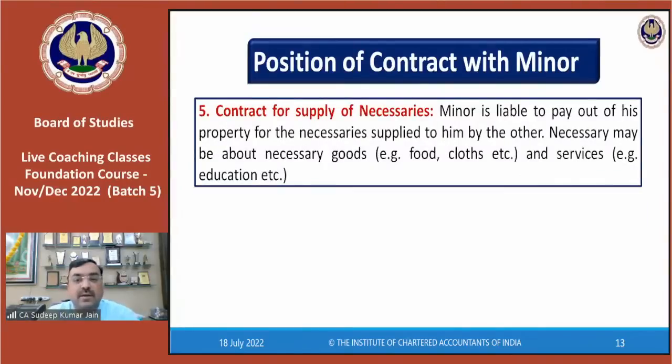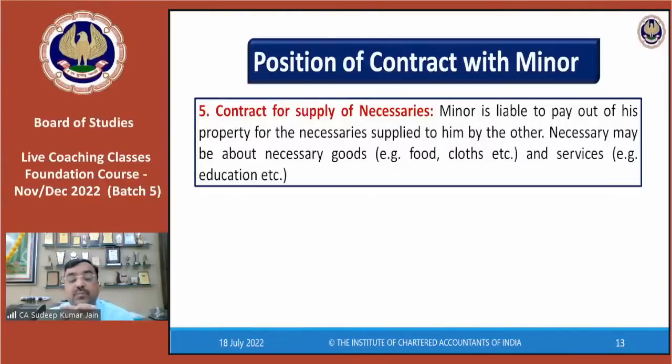Next, contract for supply of necessaries. For necessaries, there are four things considered necessary in the law: food, cloth, shelter, and education. Roti, kapda, makan, shiksha. Law says these are the necessaries for a person.